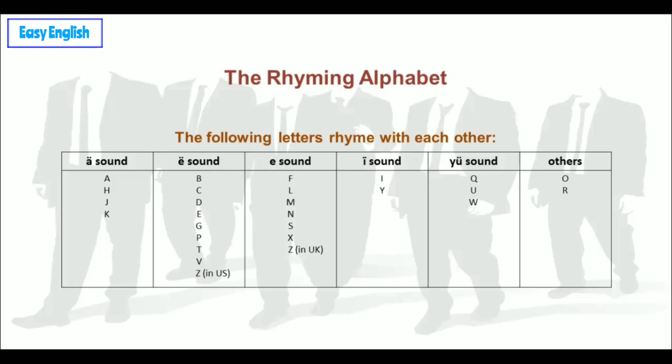The short E sound. F, L, M, N, S, X, and Z as it's pronounced in the UK. The long I sound, I and Y, and the long U sound, Q, U, and W. There are two letters that do not fit into any of these categories, and those are O and R.